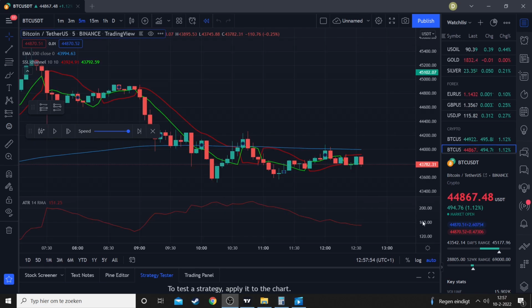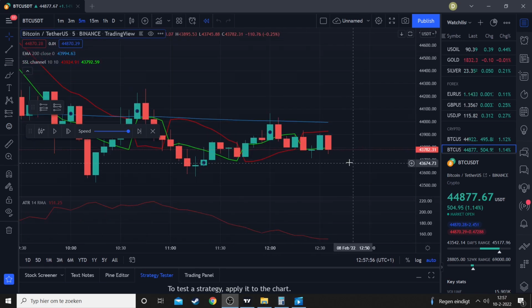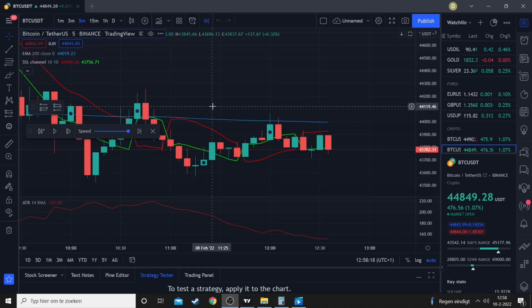So when you want to take a short position, it's almost identical to a long position, but the difference is the red line needs to go above the green line. This means there's a bearish momentum in the chart, illustrated right here. So for example, if we take this SSL strategy, combine it with the ATR, the average true range, you would take a short position right here.